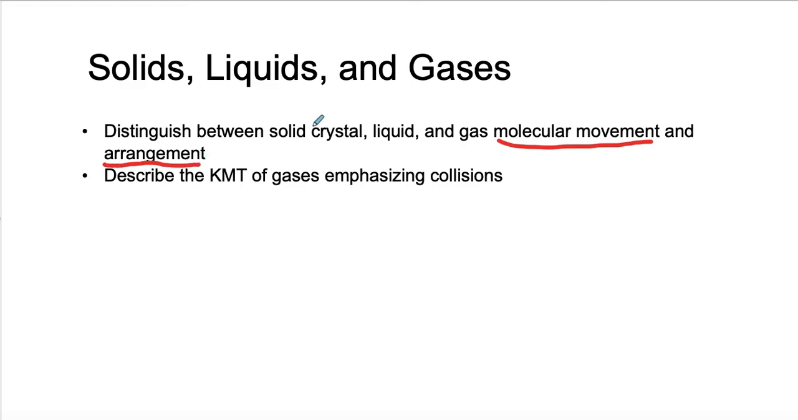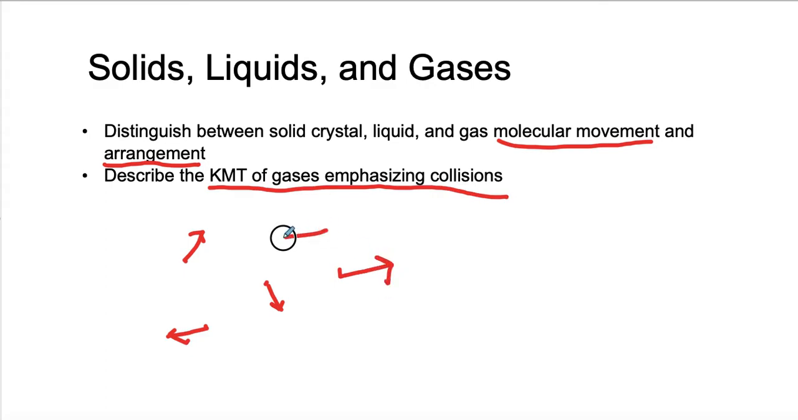In a solid crystal, there is a very ordered structure. In a liquid, it's close, but there's no real order to the structure. And in gas, it's all random. And then KMT of gases emphasizing collisions, just to make sure that we get this idea of randomly moving particles with very little IMF and causing collisions with that. More about KMT here in a second.